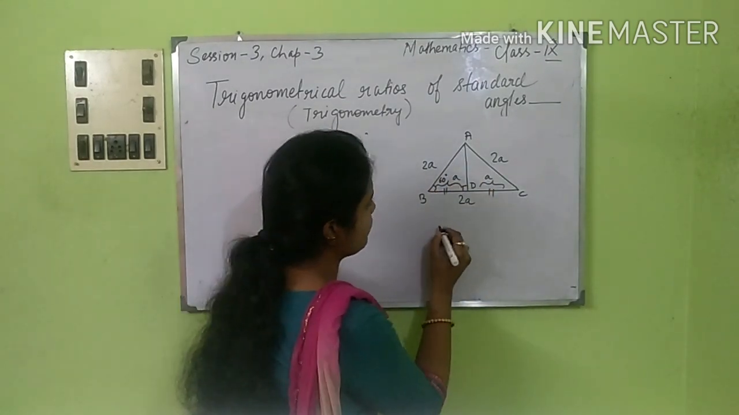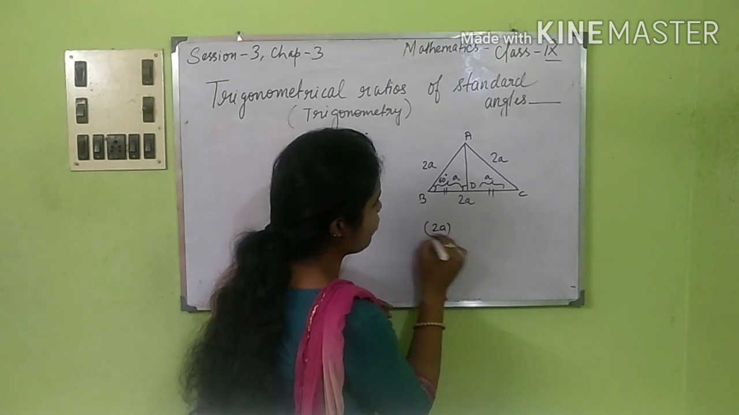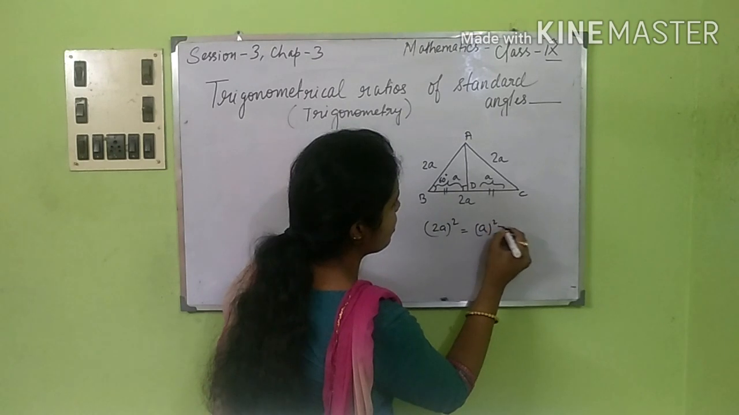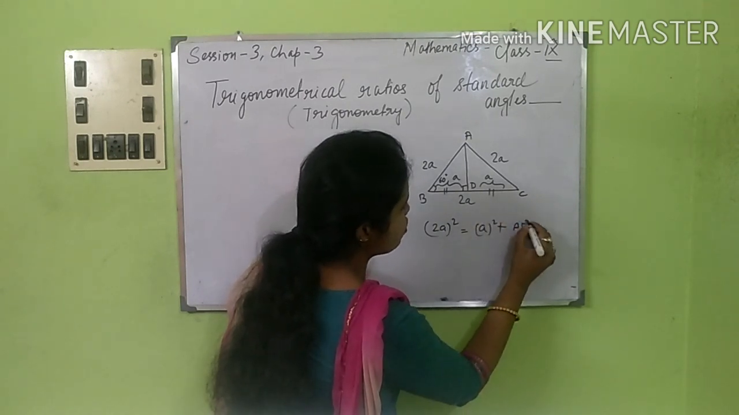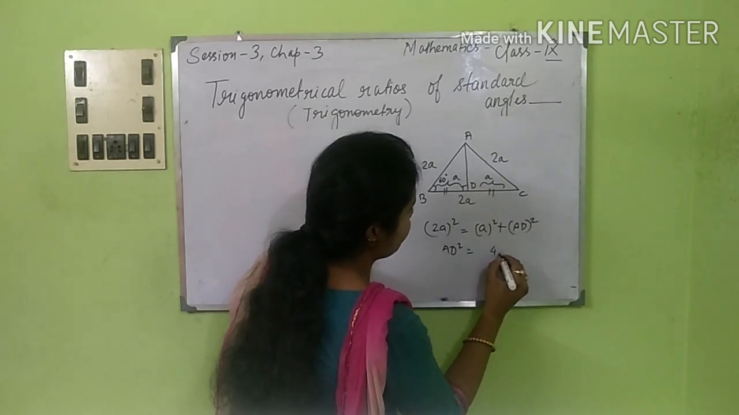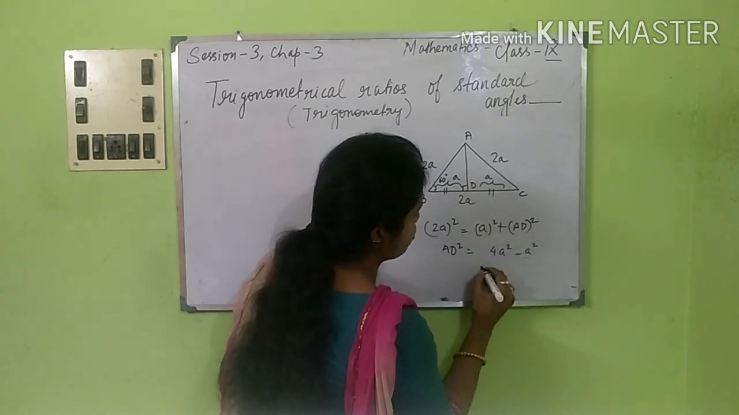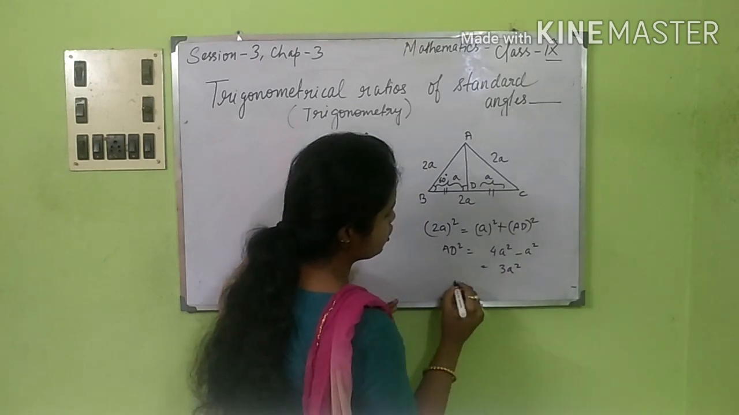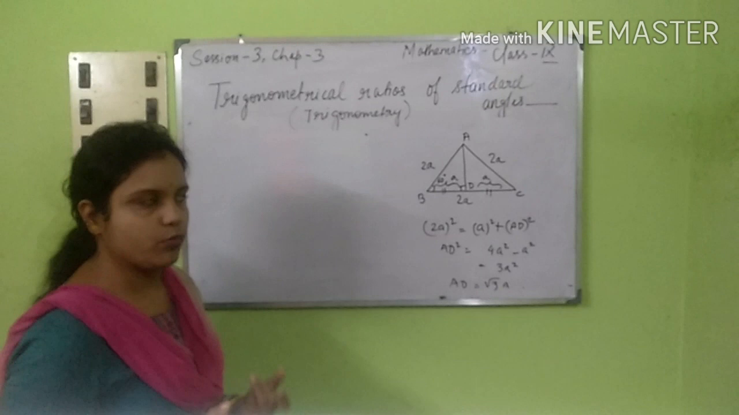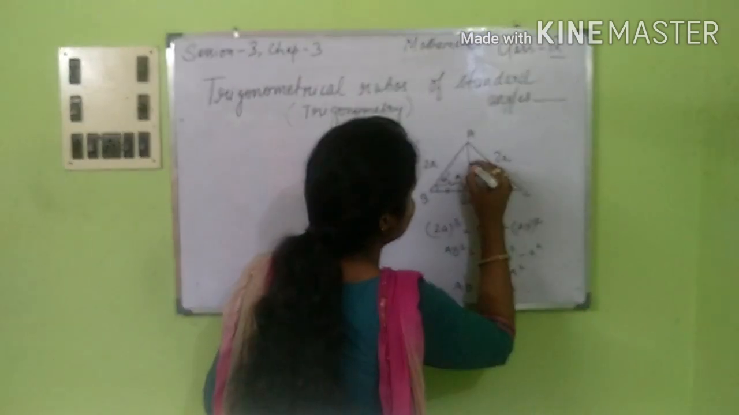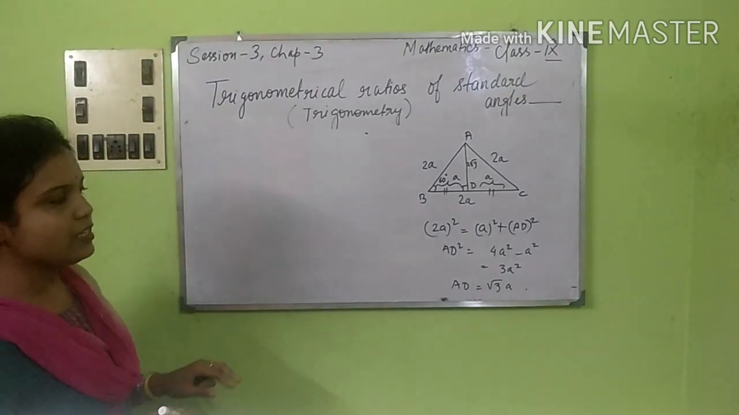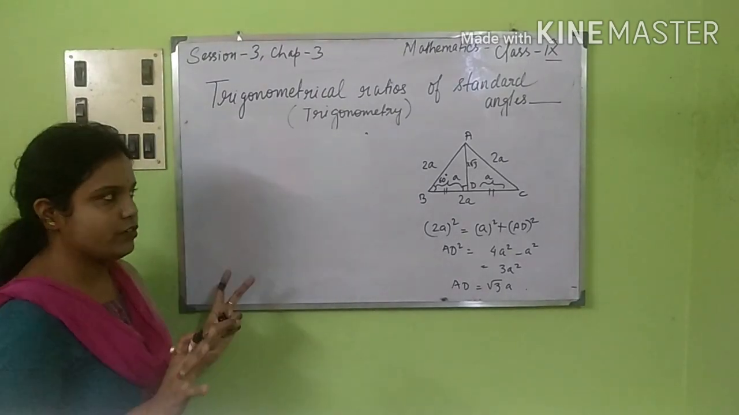Let's calculate. That means 2a square, hypotenuse square, will be equal to base square, that is a square, plus AD square. So AD square is equal to 4a square minus a square. So you are getting 3a square. So AD that we are getting is root 3a or a root 3, whatever you can write. So AD's value is a root 3 or root 3a, whichever you want.